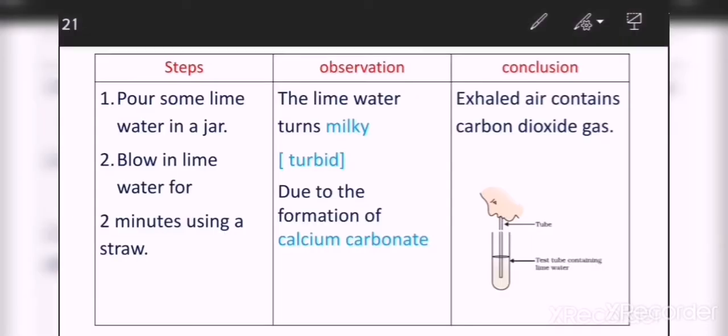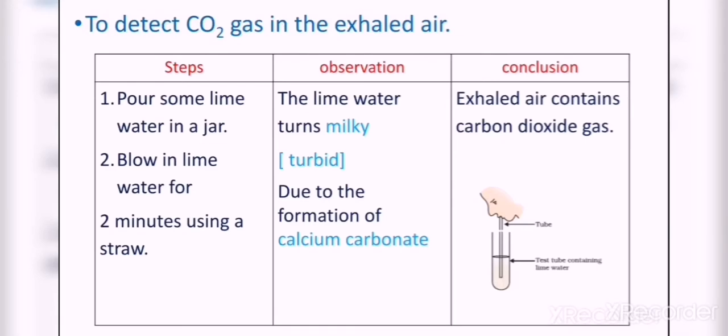Now, how to detect the carbon dioxide gas in the exhaled air? How to test or make sure that the exhaled air contains carbon dioxide gas? To detect it, pour some clear lime water in a jar, then blow in this clear lime water for 2 minutes using a straw.